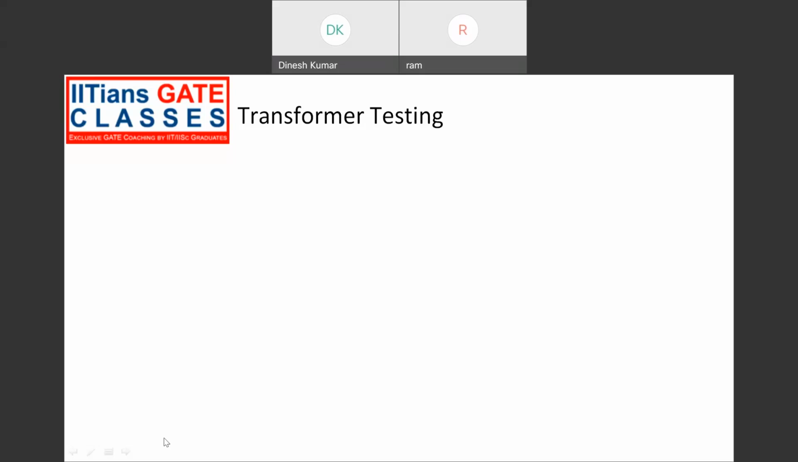The next topic is transformer testing. Here we'll be discussing two transformer tests. One is the open circuit test, the other one is the short circuit test. So let's start with the open circuit test. The open circuit test is also called the no load test.